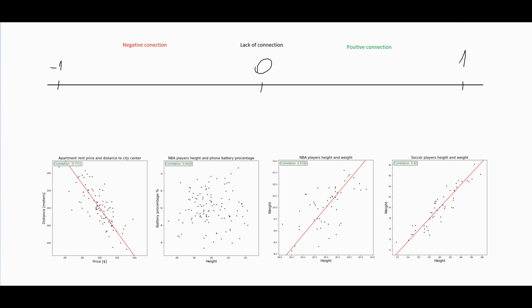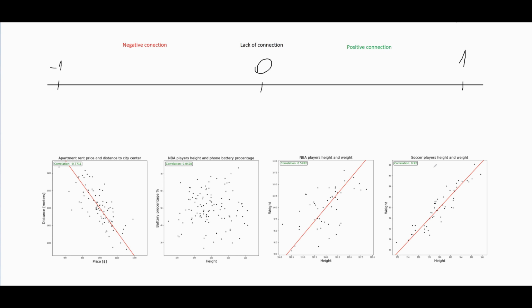And you can see there is a trend that we could draw a red line that the points, the players, oscillated by. And the red line is pointed upwards. So if we go right, we go up. If the height grows, the weight grows. That's why we have a positive correlation, okay?